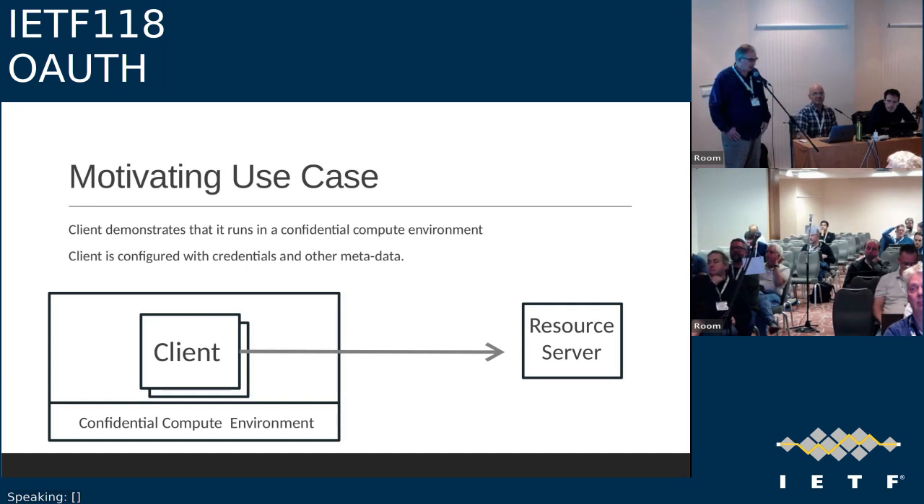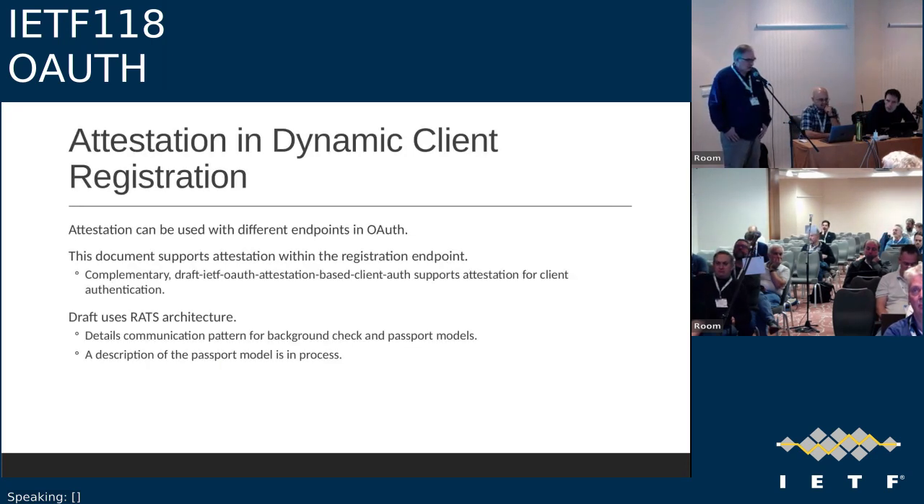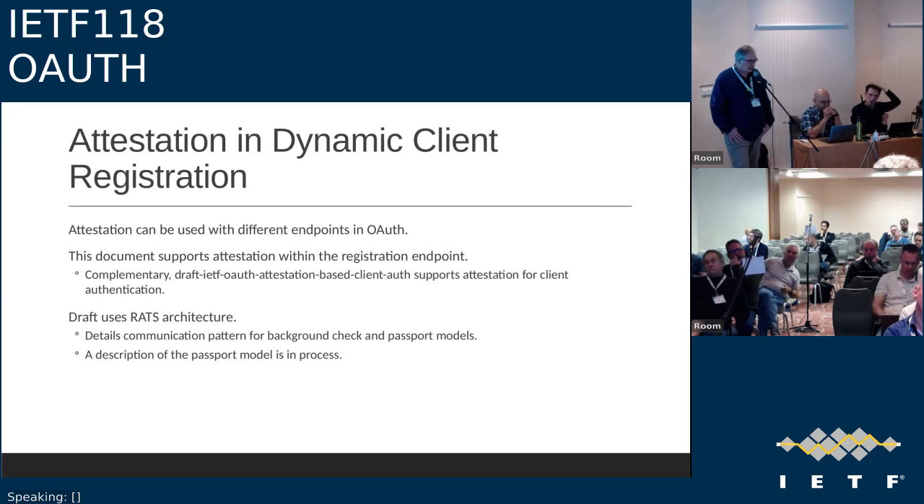And so the first step here is the client is configured with credentials and other metadata. And as part of that interaction, the client attests. So we'll go to the next slide. All right, so attestation and dynamic client registration. Basically, attestation can be used with different endpoints in OAuth. This draft supports attestation within the registration endpoint. So we think it's complementary with the attestation-based client auth draft, in the sense that it supports attestation for client authentication, whereas this is focusing on the client registration step.